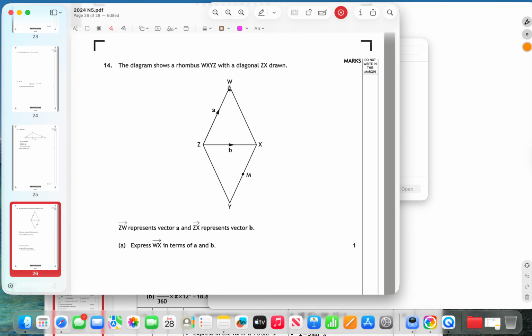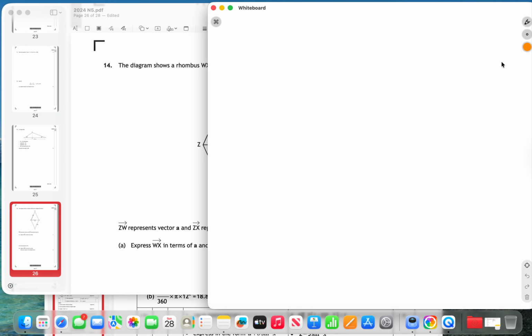So we don't know WX directly, but we can take a different pathway, and the idea with these vectors is it does not matter which path we use as long as we get from W to X, and the direction of a vector matters. If the vector says WX, it's going from W to X. If it said XW, it's going from X to W.